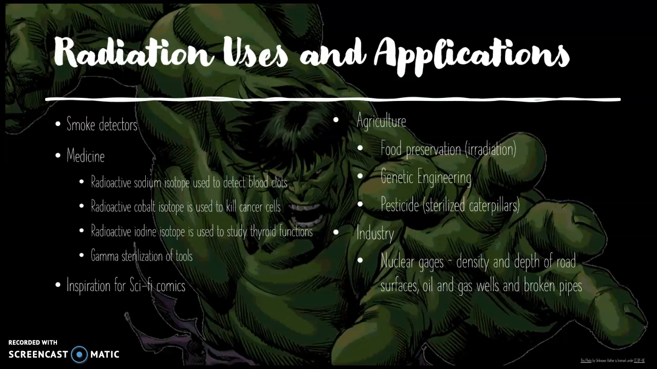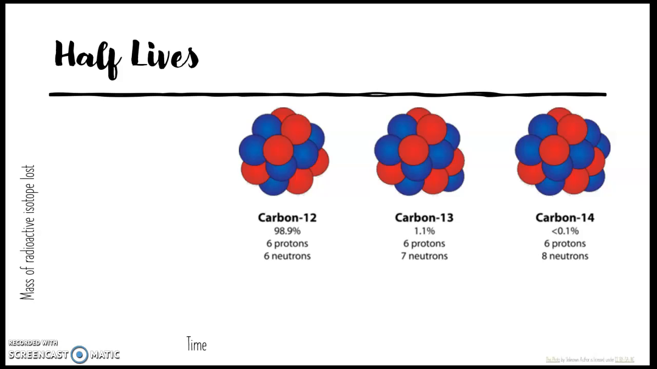Can't forget that. All right, so say we have a sample of an element that is 100% radioactive. It has 100% radioactive isotopes, meaning that all the nuclei in the sample are unstable isotopes. These nuclei need to go through radioactivity to become stable. Radioactive isotopes decay at a certain rate, and we measure this rate with a measuring system called half-lives.